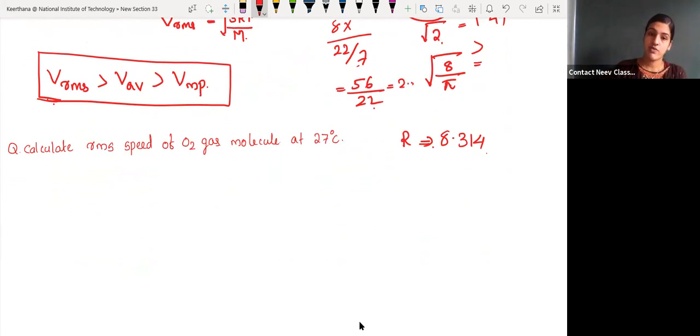Calculate the RMS speed of an O2 gas molecule at 27 degrees Celsius. The formula is root of 3RT by M, where M is molar mass, T is temperature, and R is 8.314. If you want, you can use 25 by 3, or if you have a calculator, you can use 8.3. Both work. Use 25 by 3. Yeah, that's right. Getting 15.3 meters.